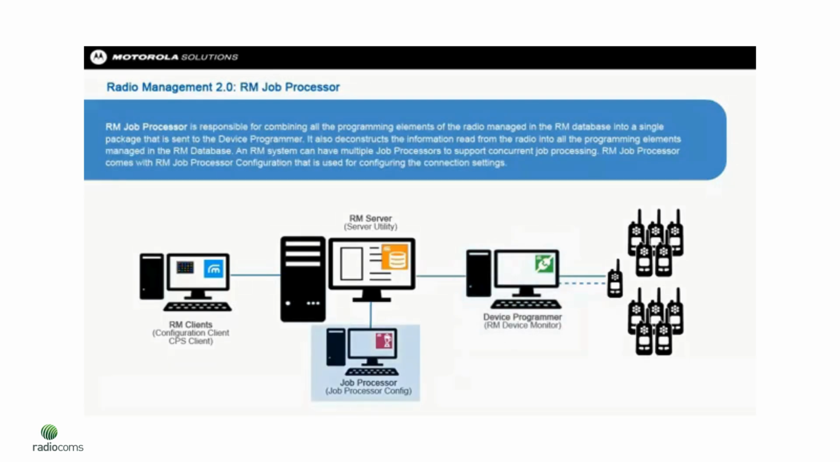RM Job Processor is responsible for combining all of the programming elements of the radio managed in the RM database into a single package that is sent to the device programmer. It also deconstructs the information read from the radio into all the programming elements managed in the RM database. An RM system can have multiple job processors to support concurrent job processing. RM Job Processor comes with RM Job Processor configuration that is used for configuring the connection settings.